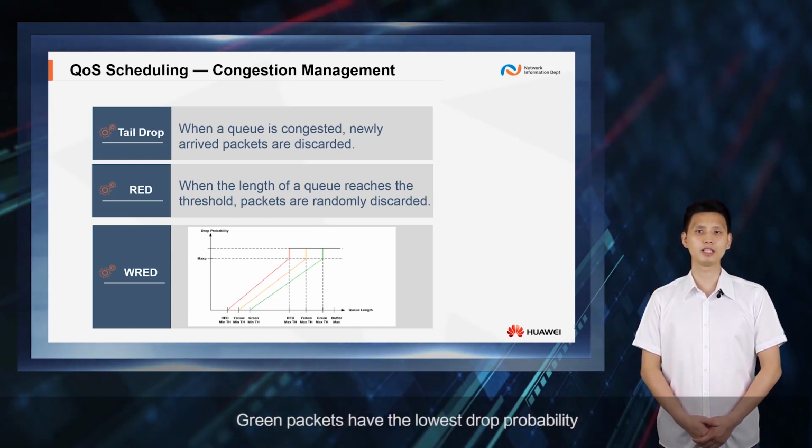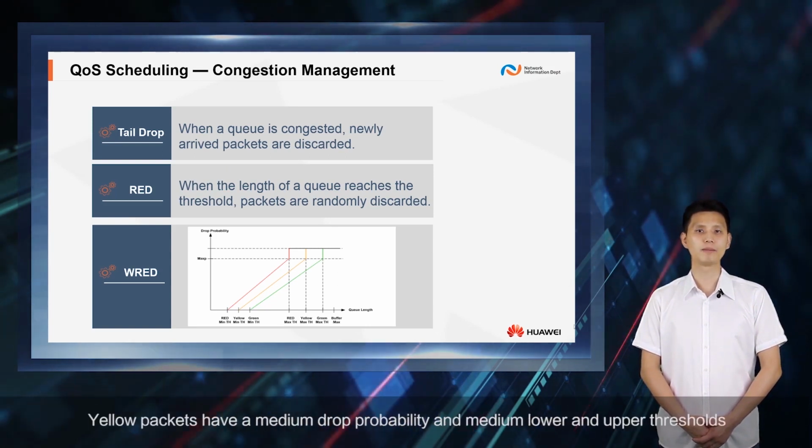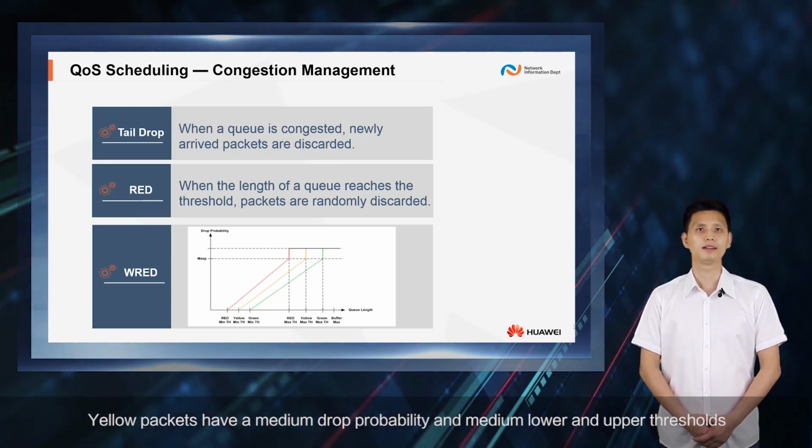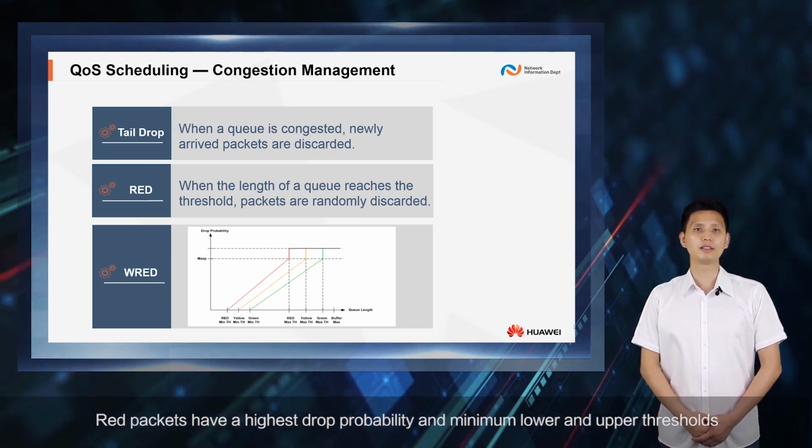Green packets have the lowest drop probability and maximum lower and upper thresholds. Yellow packets have a medium drop probability and medium lower and upper thresholds. Red packets have the highest drop probability and minimum lower and upper thresholds.